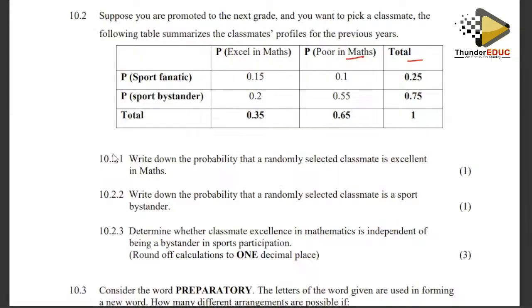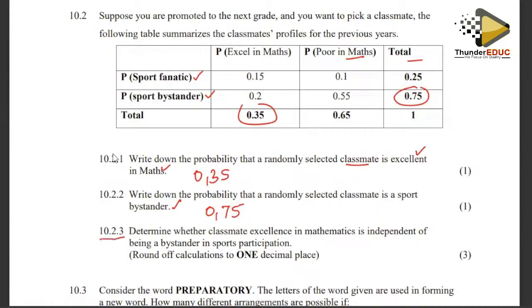10.2.1, write down the probability that a randomly selected classmate is excellent in maths. So excellent in maths, we don't care whether you're a sports fanatic or bystander, we just want excelling in maths, which is 0,35. Then write down the probability that a randomly selected classmate is a sport bystander. We don't care whether they excel or not. So this needs to be the 0,75.